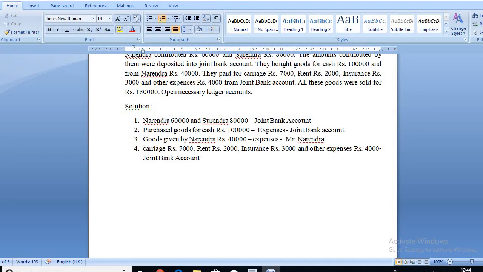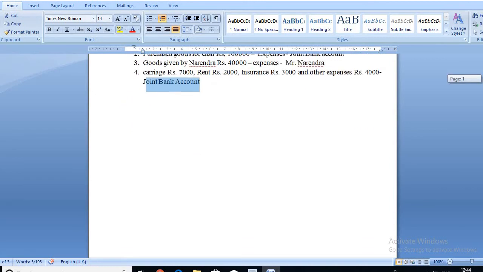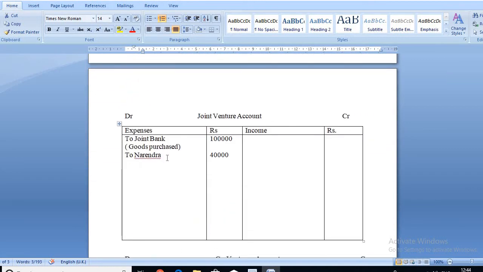Now come to the fourth transaction. What's the fourth transaction? They paid carriage, they paid rent, they paid insurance, and they paid other expenses. For these expenses, the payment was made through joint bank account. Who paid these expenses? Joint bank account. So these are the expenses. Where to record these expenses? Expenses should be recorded in joint venture account.